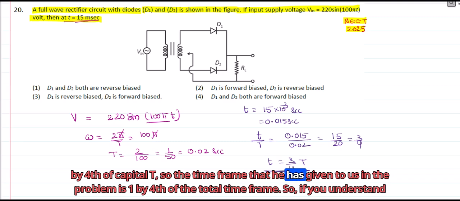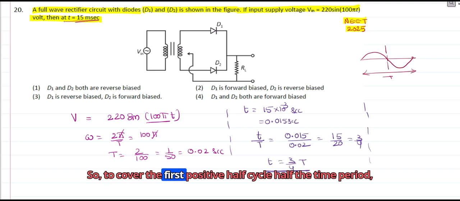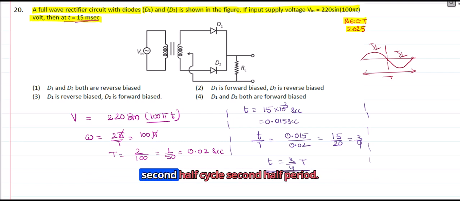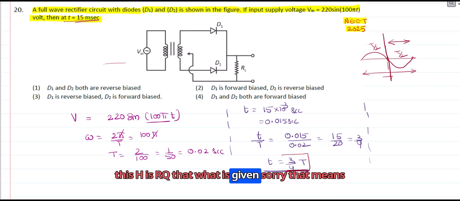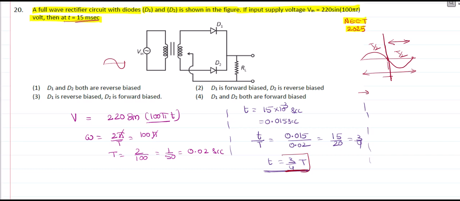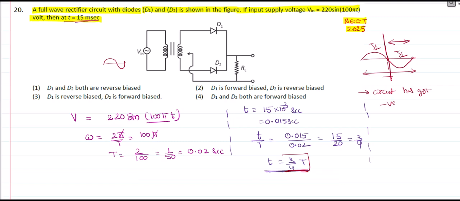So the time that is given in the problem is 3 by 4th of the total time period. If you understand what it means, a wave goes like this in an AC circuit. From here to here it takes a time T. To cover the first positive half cycle takes half the time period, then the second half cycle, second half period. 3 by 4th of the time period means the first cycle is already over and here we are in the second part of the wave of this AC circuit. That means the secondary circuit has got the negative part of the cycle.